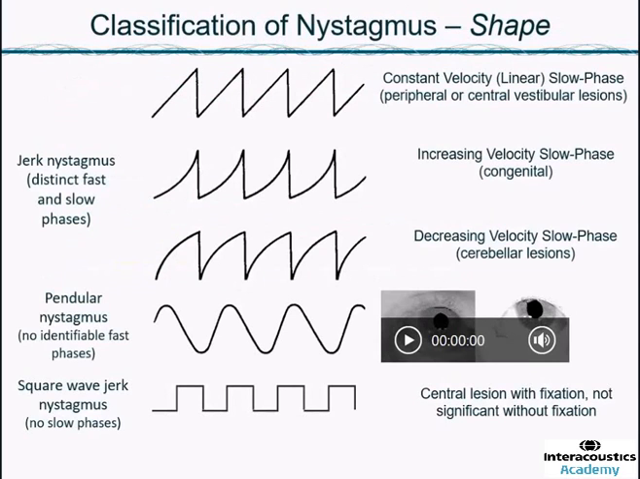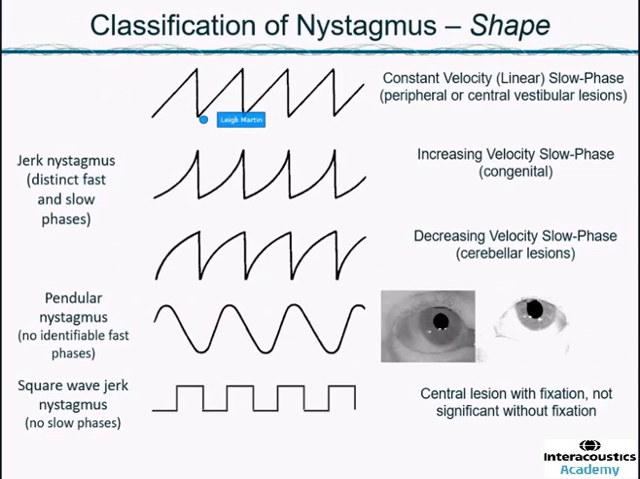All right, now let's talk about the classification of nystagmus based on its shape. The nystagmus slow phase can be different shapes. The most common one we see in the clinic is where the slow phase of the nystagmus is a line, like what you see here. This is a constant velocity, linear slow phase, and it's common in peripheral or central vestibular pathways.